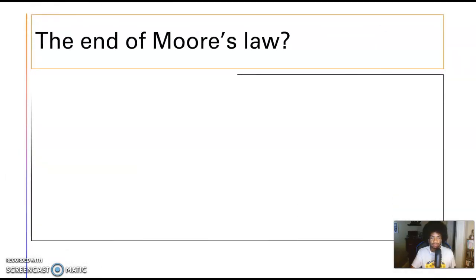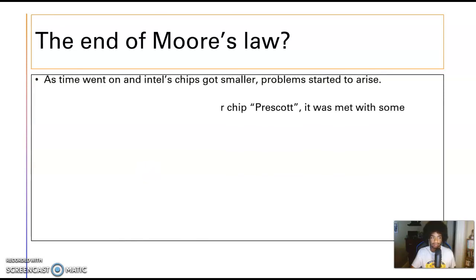However, when will there ever be an end for Moore's Law? This was a very popular topic around the early 2000s. As time went on, Intel chips got smaller, which started to raise problems, which is kind of ironic because that was the whole point of Moore's Law: technology gets smaller, but it can also be more compact and more useful for the average consumer.